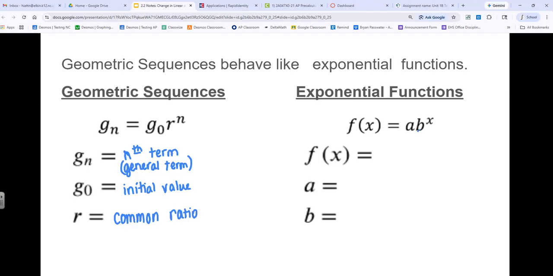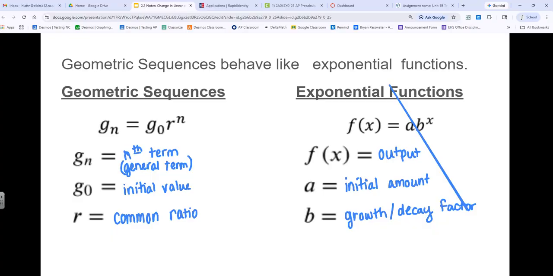So exponential functions here that you learned in Math 1, f of x here is just your output that you get whenever you plug in whatever x is. A is going to be your initial amount. It is what you get when you plug in 0 for your x. And B is going to be our growth or decay factor. And so you can see that these correspond to each other here. Just sort of different notation. The only difference is on sequences we can only plug in whole numbers for that.